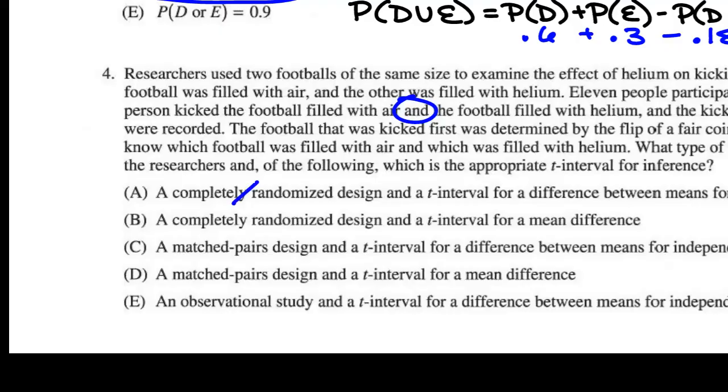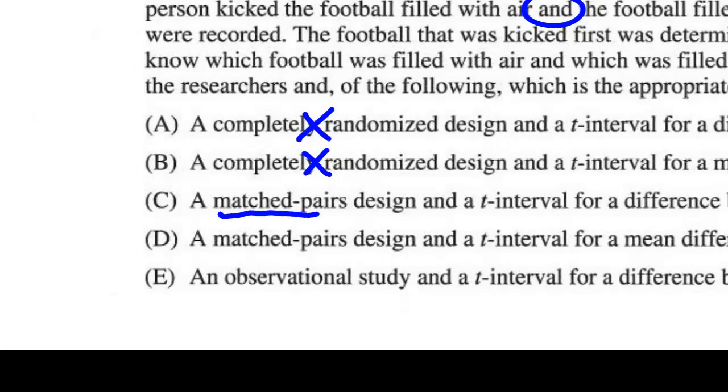This is not completely randomized. Completely randomized would be where you take all the participants, split them into 2 groups. One group kicks the helium, the other group kicks the air-filled balls. Here we have one person doing both. So like I mentioned, this is a perfect matched pairs design.